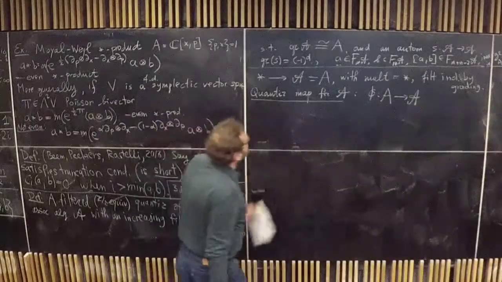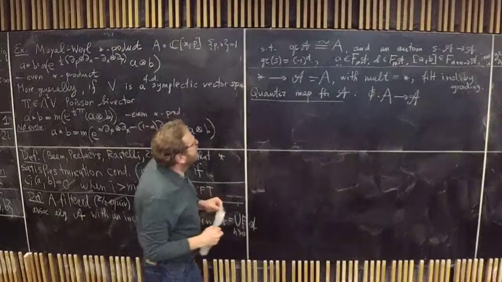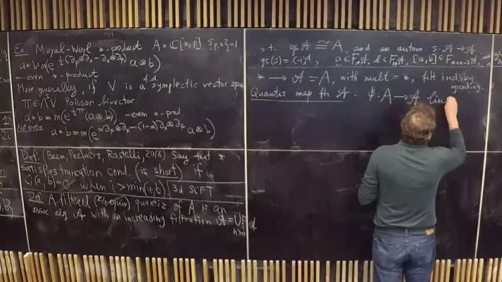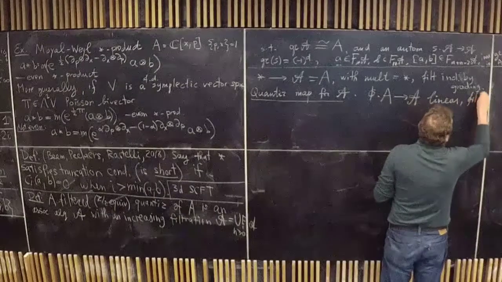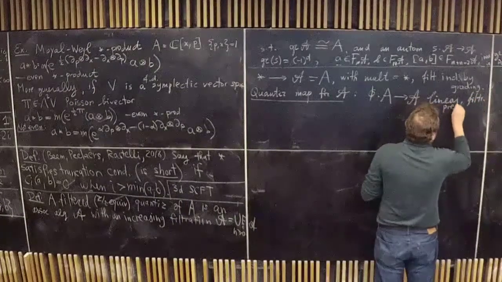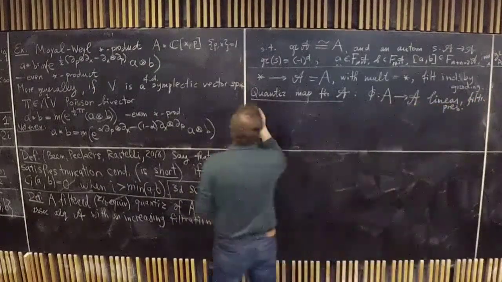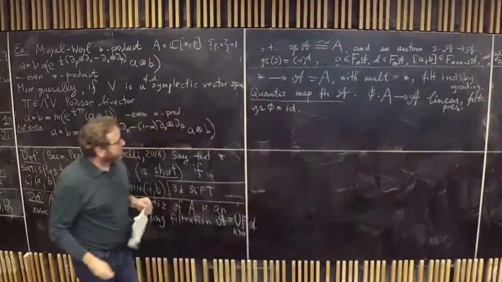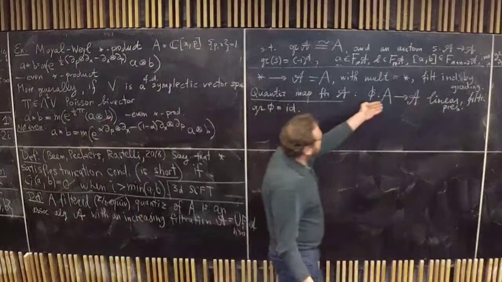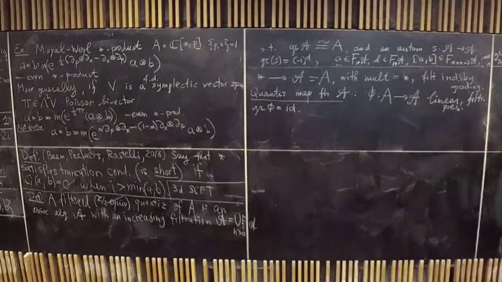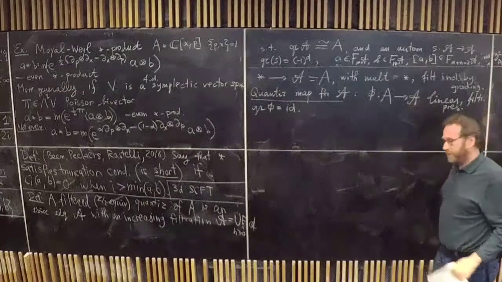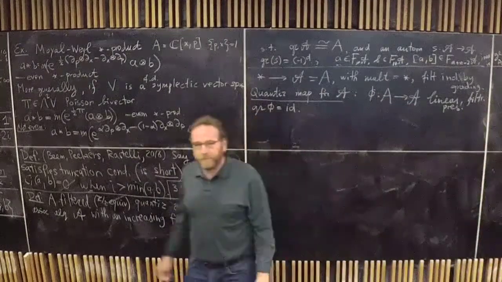Okay, so what is a quantization map? This is a map phi from straight A to script A, linear, filtration preserving, and the associated graded of phi is the identity. That's all we require. In particular, it's not required to be compatible in any sense with multiplication, because this algebra is commutative and this is not, so we can't expect this map to be a homomorphism.